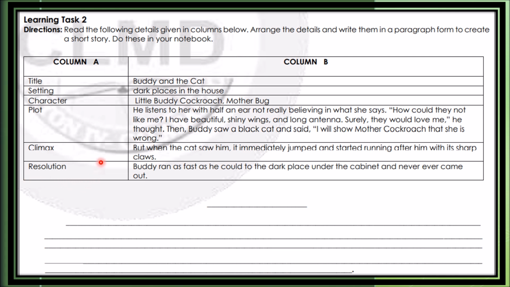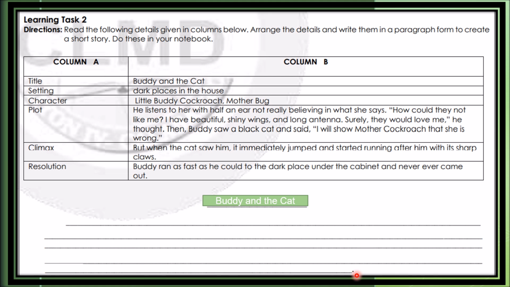In column A, you can see the title, the setting, the characters, the plot, the climax, and the resolution. In column B, there is the title, the setting, the characters, the plots, and also the statement of the climax and the resolution. Now, what will we do? According to the direction, we're going to arrange the details and write them in paragraph form to create a short story. Are you ready? What's the title of the short story? Good. Buddy and the Cat. Now, how will you write and arrange the details in paragraph form?